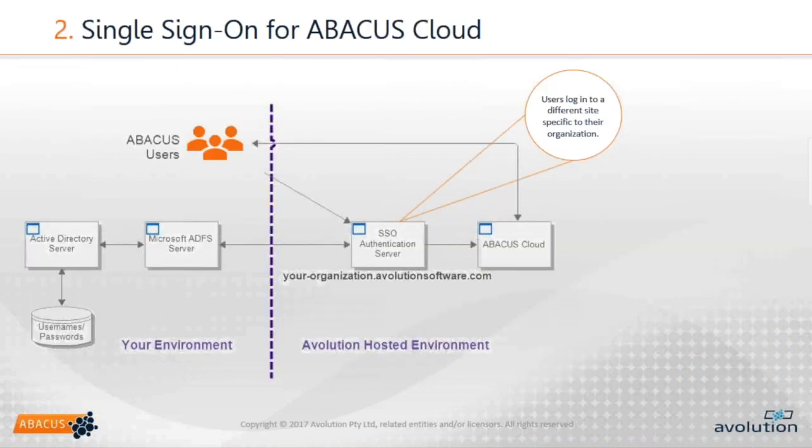Now, the next feature I'll call out is the single sign-on capability for ABACUS Cloud. If you're familiar with ABACUS Cloud, you log in through a gateway, and that takes you through to the ABACUS Cloud server. What we do with single sign-on is we provide a dedicated gateway, which we call our authentication server. And so users log into that. It has a different URL than the standard public gateway that we use.